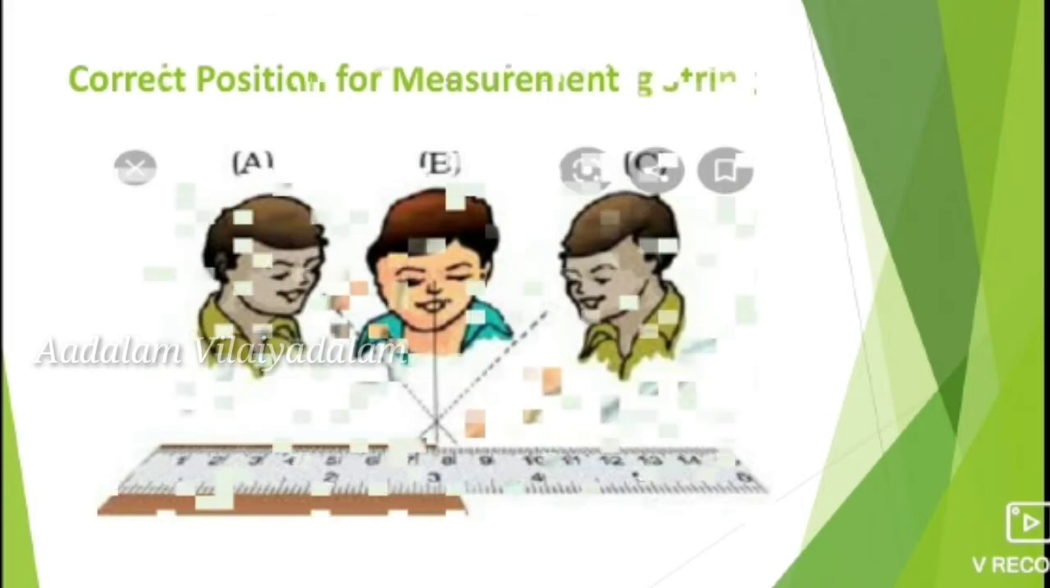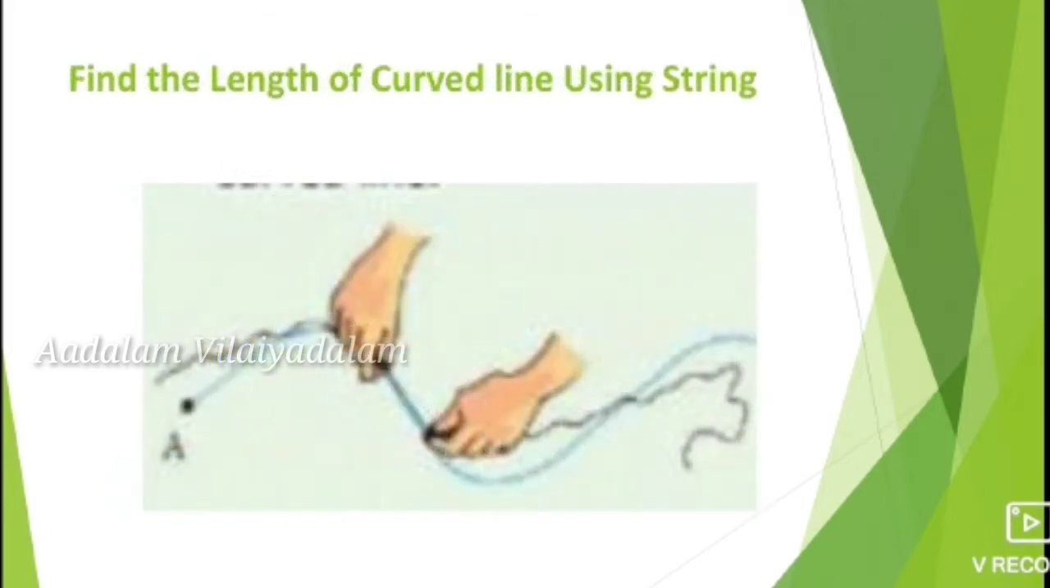And next one is to find the length of a curved line using a string. How could you find the length of a curved line? If it is a straight line, we can easily measure it using measuring scales or a measuring tape. If it is a curved line, how could you measure the length of the line? Yes, we will measure the length of the line using a string, that means thread.